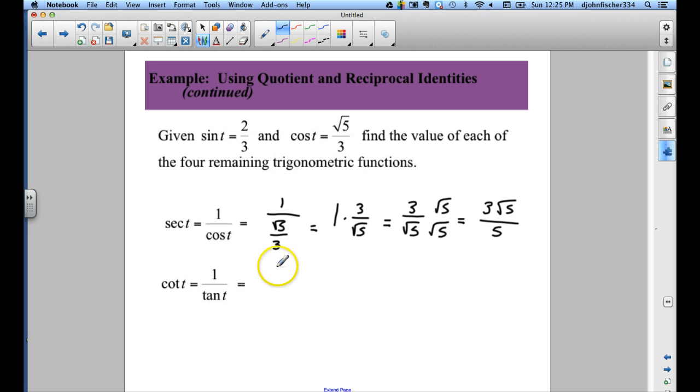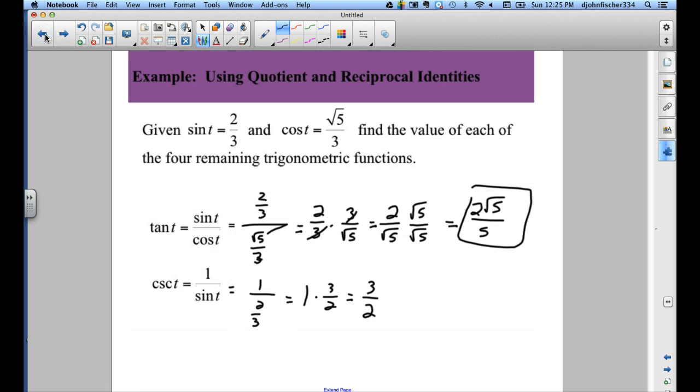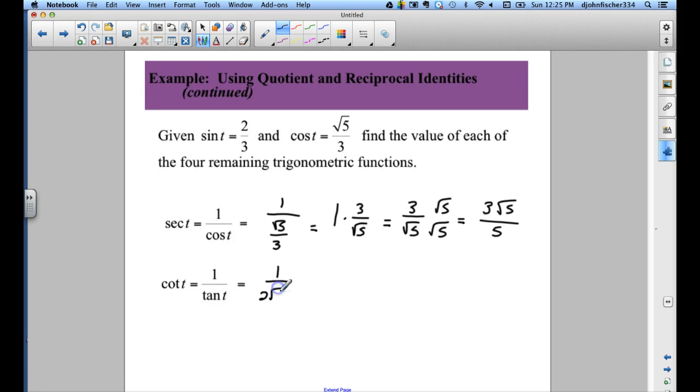Now cotangent is 1 over tangent. Well, we just did tangent a second ago. Tangent is 2 square root of 5 over 5, so it'll be 1 over 2 square root of 5 over 5. Flip and multiply: 5 over 2 square root of 5. Rationalize. So we're going to get 5 square root of 5 over 10, which is square root of 5 over 2, and the 5's cancel off and make 2.